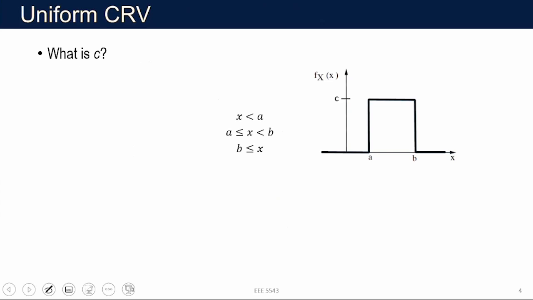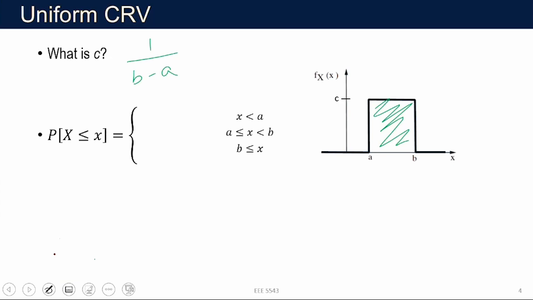Well, based on the previous axioms, this has to integrate to 1. Therefore, we know that C has to equal 1 over B minus A, because the total area has to be 1. And using this, we could create the cumulative distribution function. Notice we start with the cumulative distribution function because it's a lot clearer, because the probability density function is a bit strange for us because it defines probability for events that should be 0.